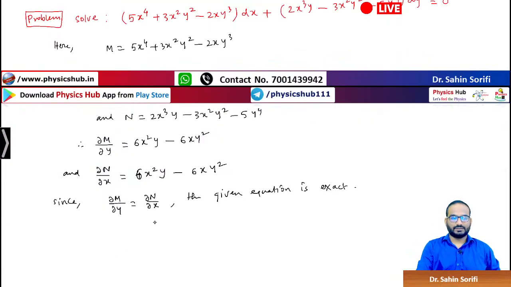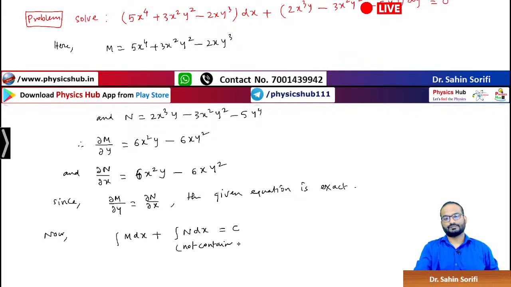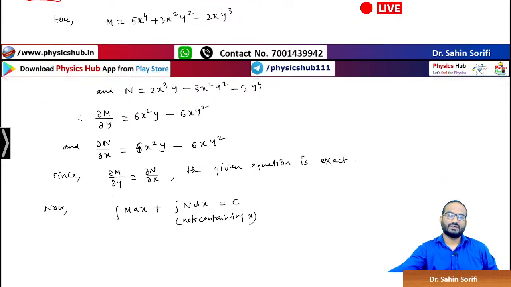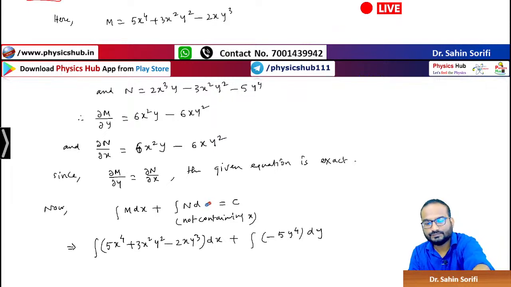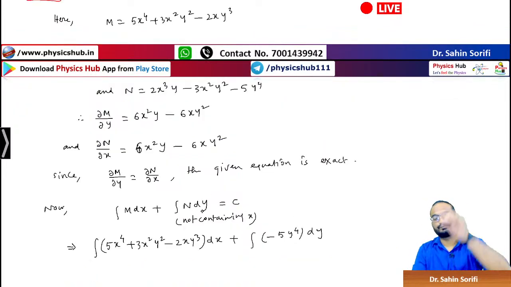Once you are sure about it, we can now write this M dx plus N dy is equal to C. Here N not containing x, so let's write integration of 5x to the power 4 plus 3x square y square minus 2xy cube dx plus N not containing x, so minus 5y to the power 4 dy. Achha, M dx plus N dy it will be. This is equal to C.